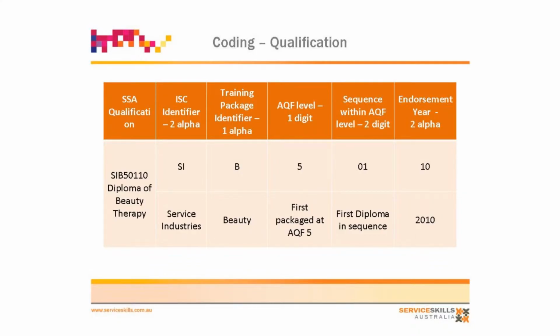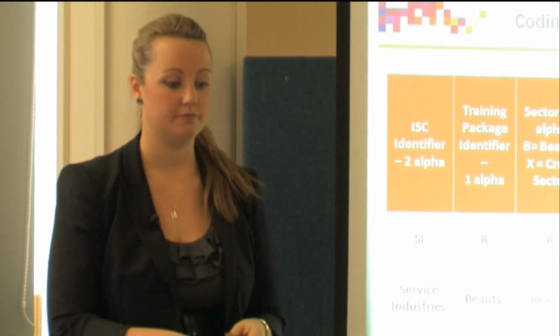So our qualification coding, again, we've got SI for service industries, B for beauty, and this example here is our Diploma of Beauty Therapy. So the first digit identifies the AQF level at which it's packaged. So we've got an AQF level of 5 here for our diploma. And the second two digits are our sequencing. So this is the first of two qualifications at that diploma level, so 01. And again, we have our endorsement year, 10 for 2010.